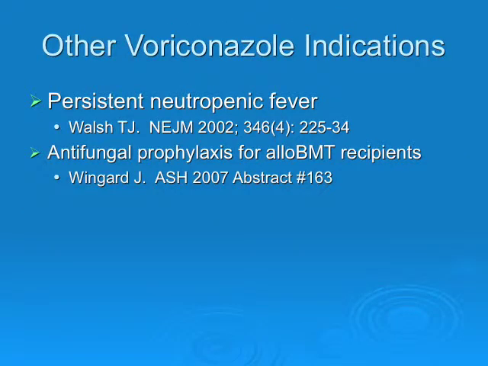Also, voriconazole is approved for persistent neutropenic fever, and we have some data regarding antifungal prophylaxis for allogeneic bone marrow transplant recipients. The argument being whether it's of value frontline or whether it's more useful in the highest risk patients, those who have graft-versus-host disease and actually require high-dose corticosteroids, placing them at increased risk for mold infections.